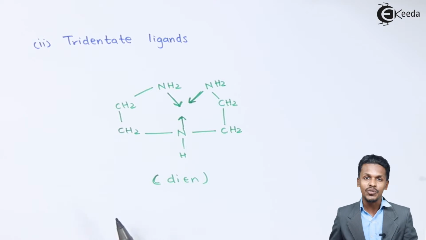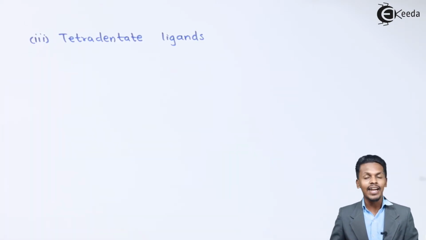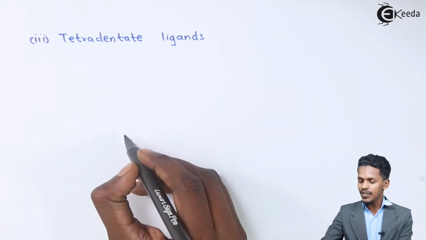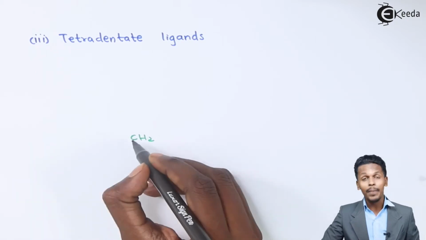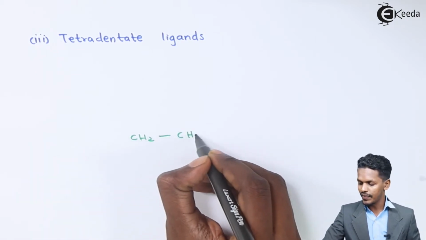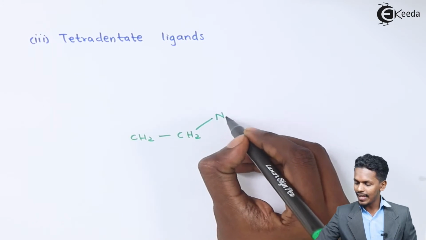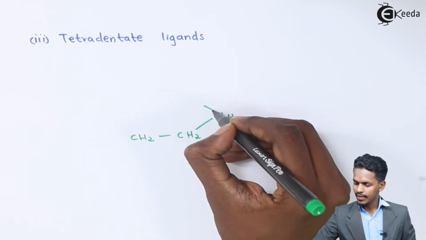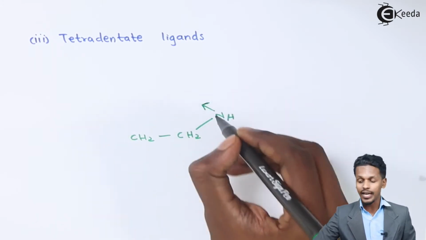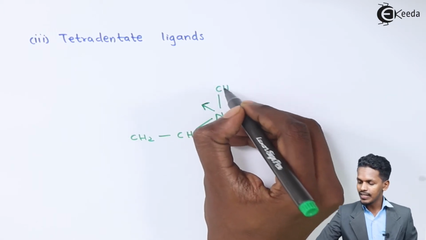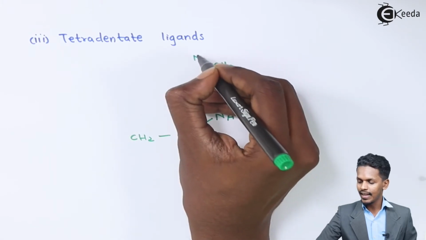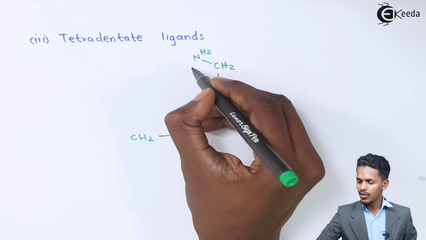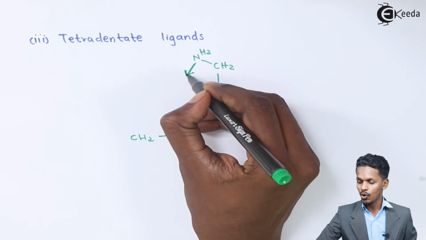And now let me explain the next one. The next is tetradentate ligand, and let me explain this with the help of a ligand. Suppose I'm considering CH2, here also it is CH2, here it is NH. Here basically we can find that there is a donor atom over here. Talking about the next one, here it is CH2, here it is CH2, and here it is NH2. So from here also there will be a point of attachment or the donor atom.